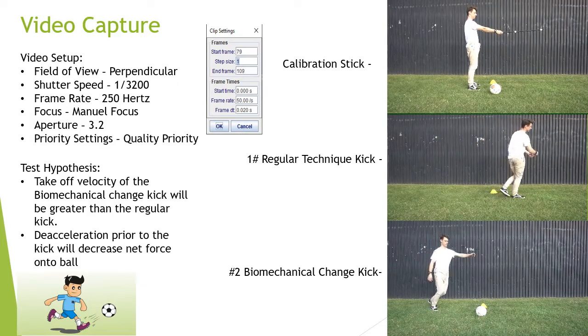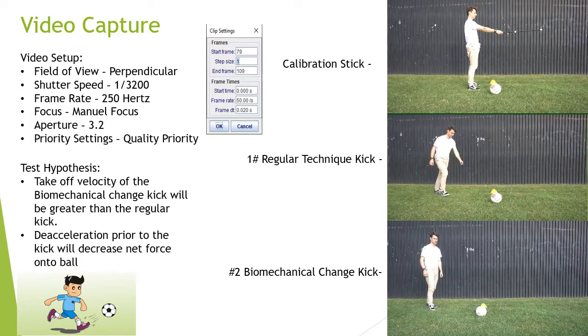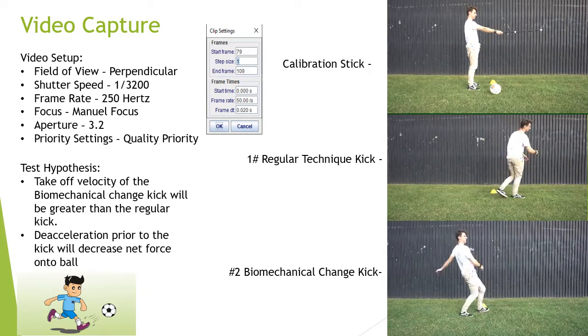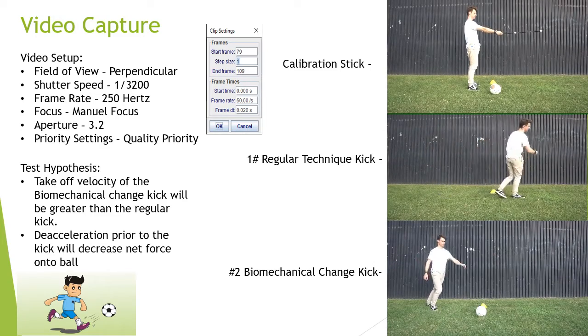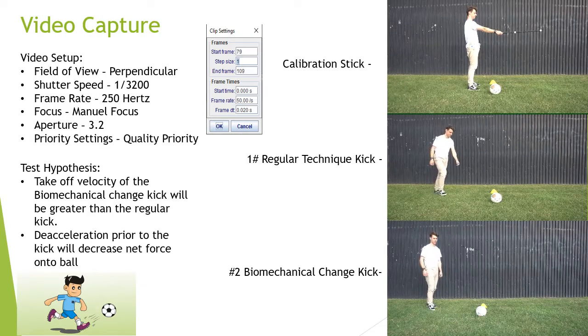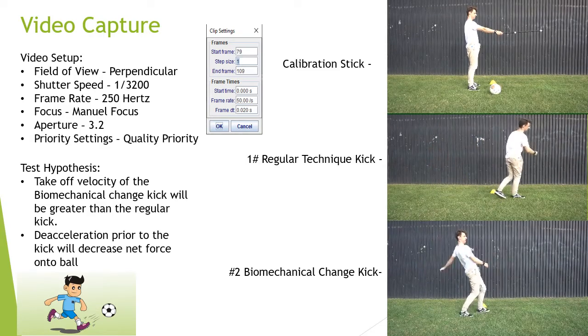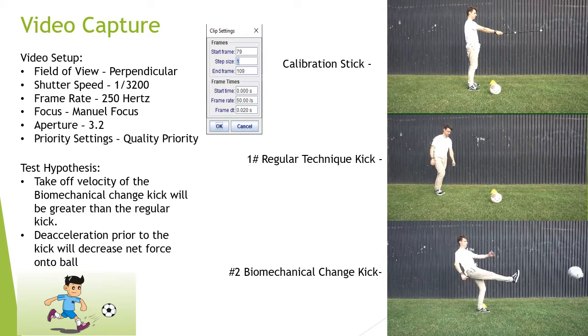To do this, I selected a high frame rate mode with manual exposure. I also adjusted the camera to a 3.2 aperture and selected manual focus. No extra lighting was necessary as we're performing this exercise outside. Lastly, due to the short video duration, I selected quality priority within the priority settings.